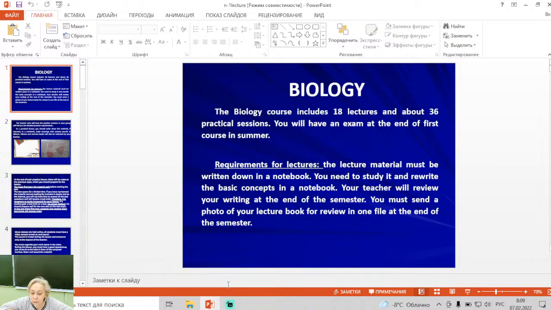What are the requirements for lectures? The lecture material must be written down in a notebook. You need to study it and rewrite the basic concepts in a notebook. Your teacher will review your writing at the end of the semester. You must send a photo of your lecture book for review in one file at the end of the semester.